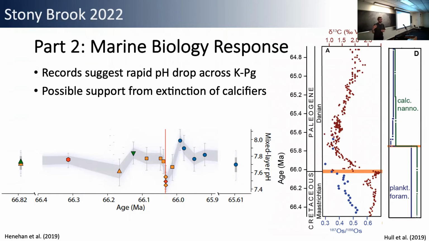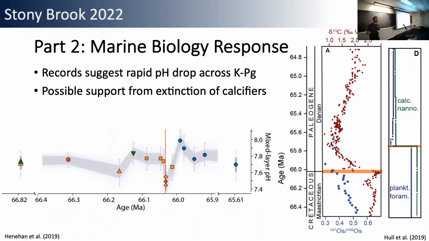And not only that, we see some interesting signals in the Delta 13C record. So that's just shown here in these red dots. Here's the impact event in orange. Before the impact, we had fairly enriched Delta 13C in the surface ocean. And this is suggesting that we had a lot of primary productivity in the surface ocean, and then those species were dying and falling to the deep ocean.